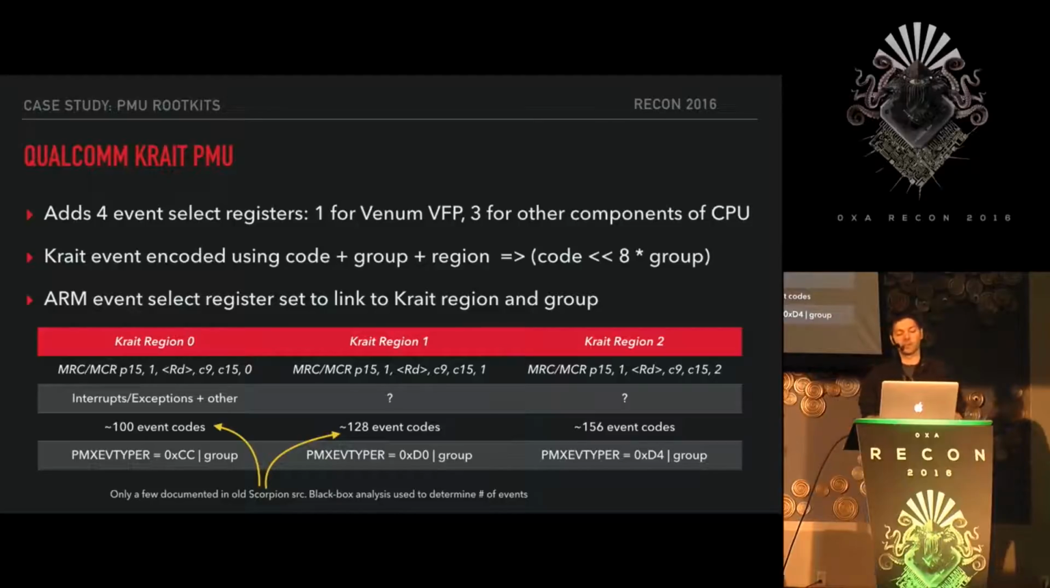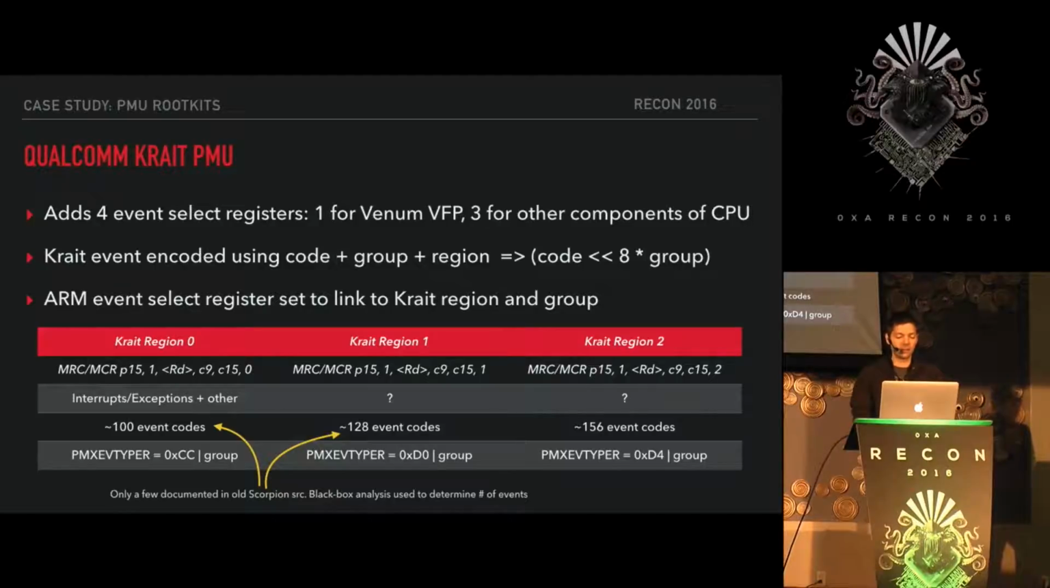And in order to use these extra event select registers, after programming them, I kind of like to think of it as setting up a link. So the ARM-based event select register, you kind of have to point to the appropriate Krait region and group. So in this table at the bottom, we see 3 different regions, how we can read and write to them.